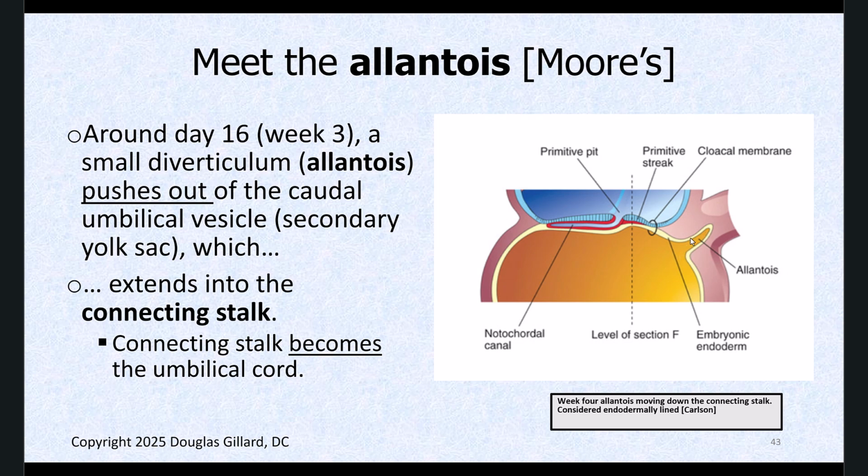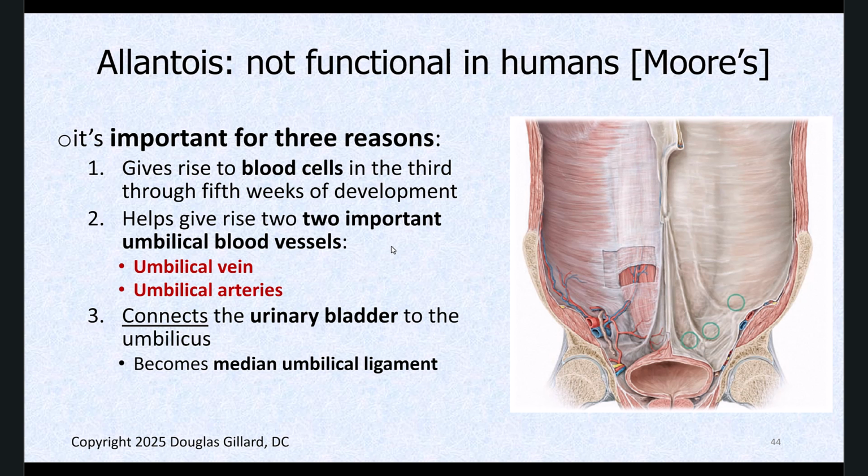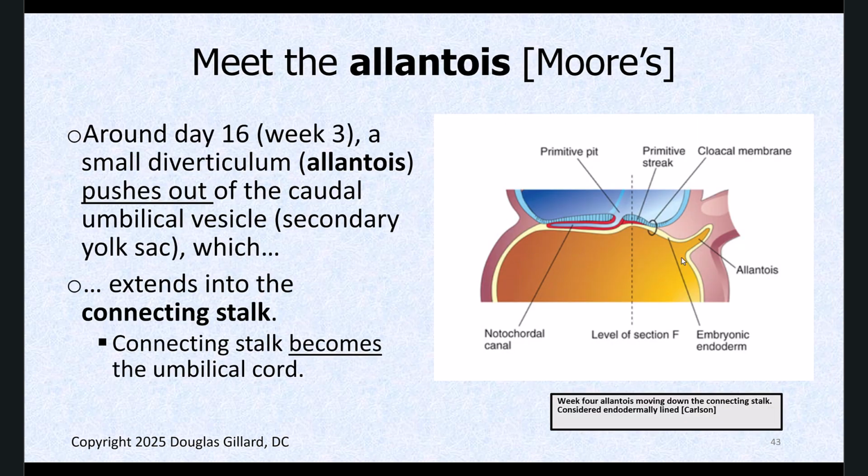There's the allantois. So about in week 3, even before folding starts, you get this little diverticulum that comes out. Some authors, like Carlson, consider it a diverticulum of the endoderm. Others say it's splanchnic extraembryonic mesoderm of the secondary yolk sac. But you do get this divot going in, and this is the connecting stalk or cord here. And it grows and grows and grows, and it will grow all the way into the umbilical cord.